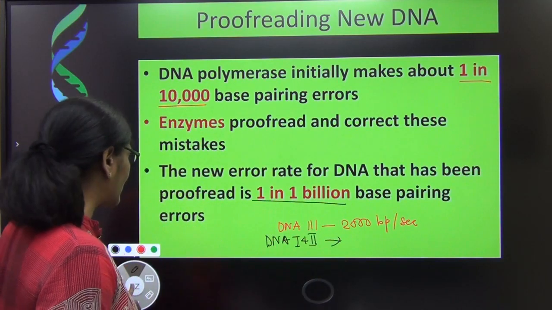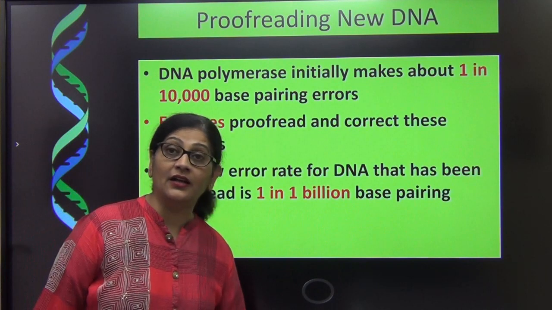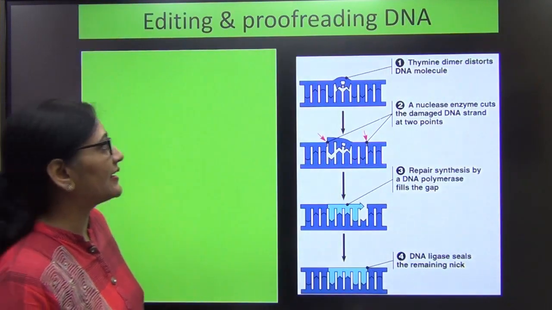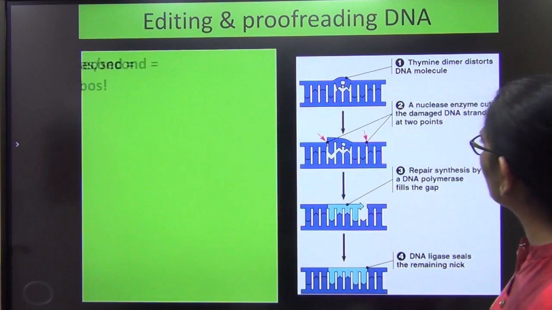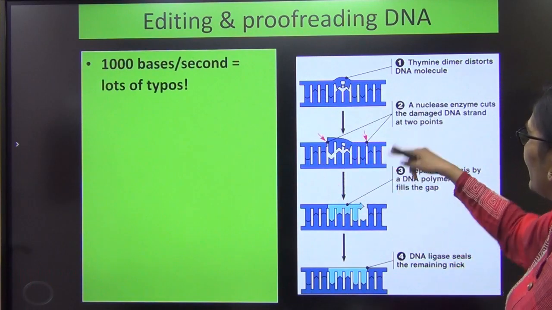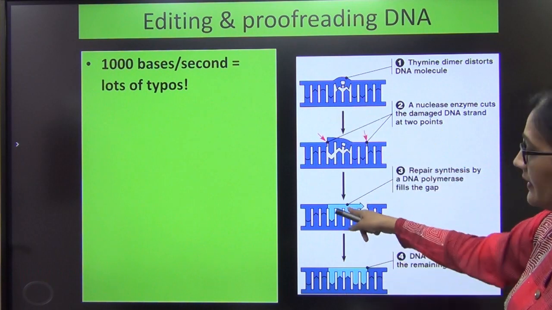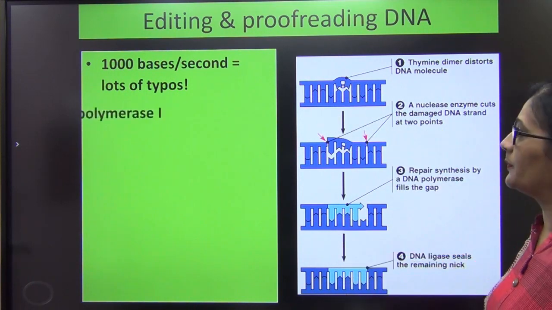From 1 in 10,000, so it comes to 1 in billion. Okay? So just see this, it's just showing that here there was a mistake. What happens? The polymerase enzyme comes, it removes it, it replaces it by the correct one, and this is how the repair takes place.